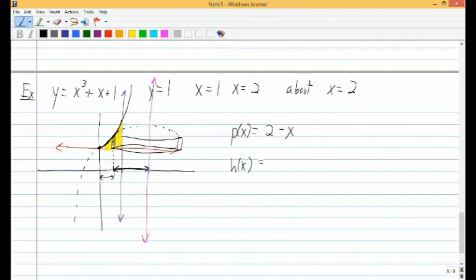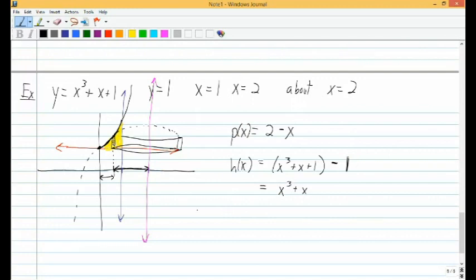So the top curve was x cubed plus x plus 1. The bottom curve here was y equals 1. So you have to subtract that 1. So your height is going to be x cubed plus x plus 1 minus 1. So just x cubed plus x is going to be your height.